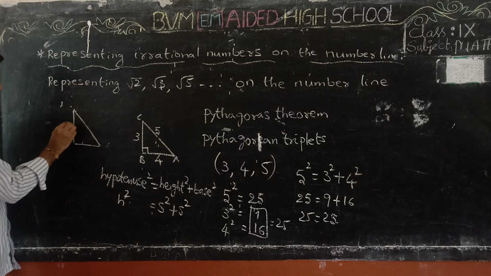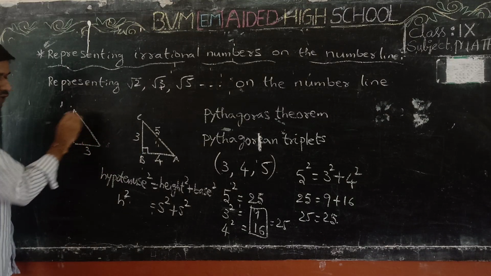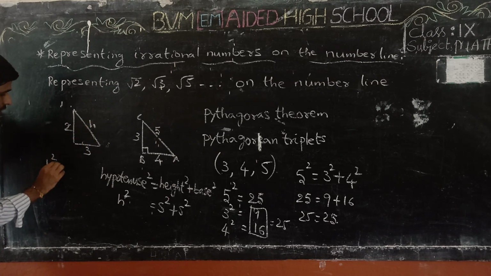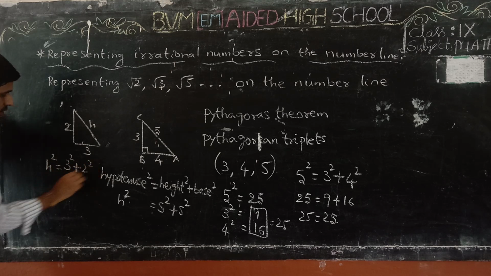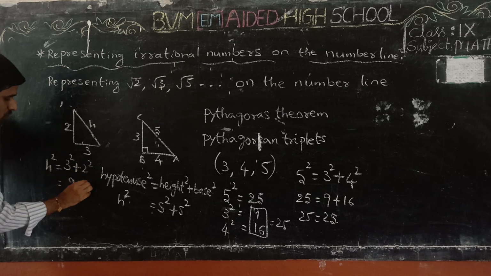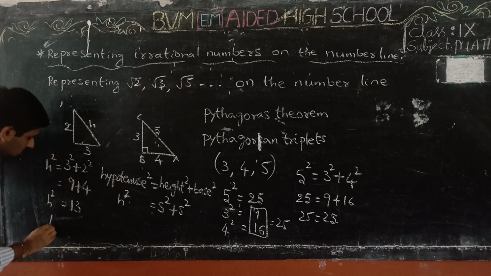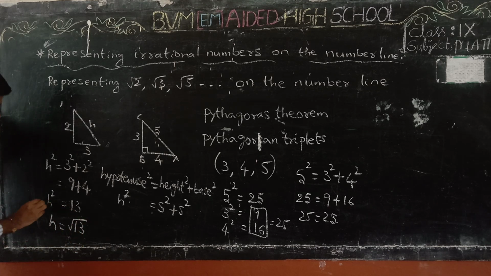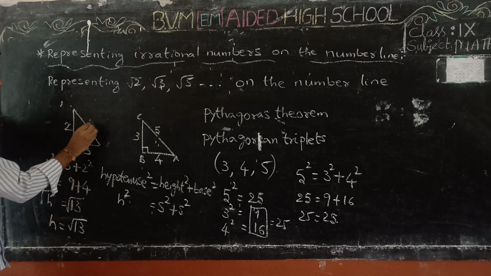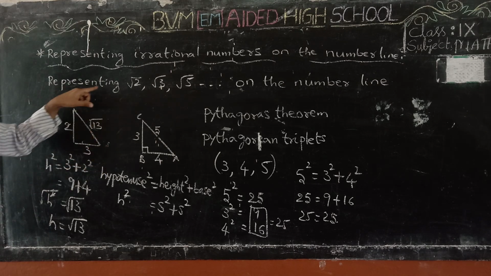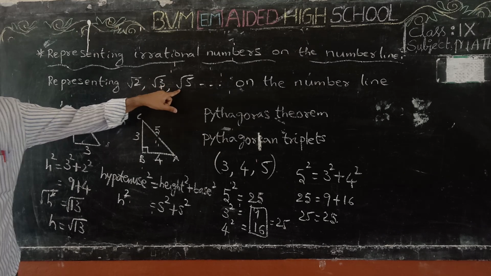For example, if you take 2, 3, what is this value? This is the hypotenuse. Hypotenuse square equals side square plus side square. 3 square, 9 plus 2 square, 4. Total 13. Hypotenuse square equals 13. What is the hypotenuse? Hypotenuse equals root 13. To remove the square, we apply square root on both sides. These two will cancel. Hypotenuse equals root 13. This value is root 13. So using Pythagoras theorem, we represent these irrational numbers on the number line.